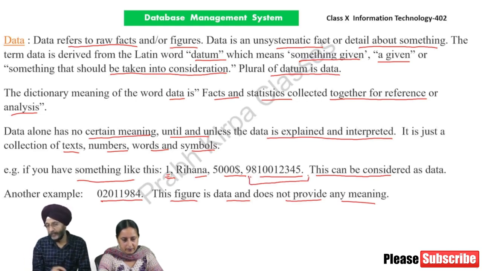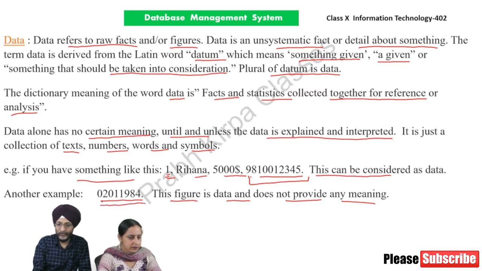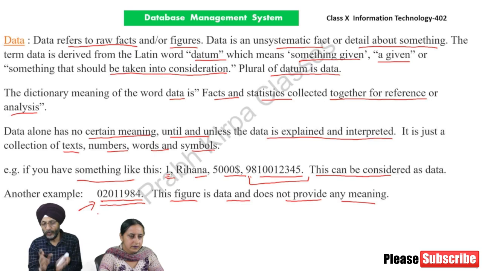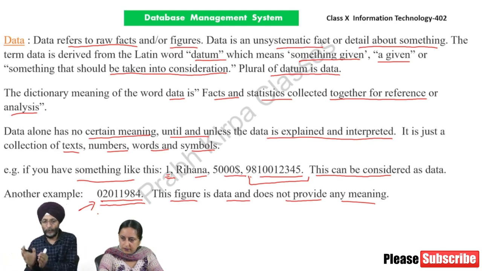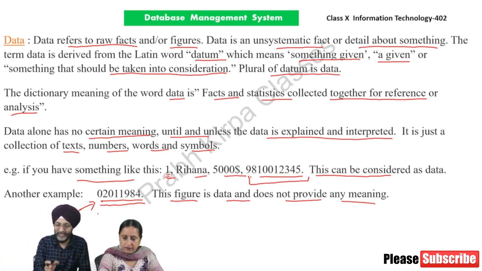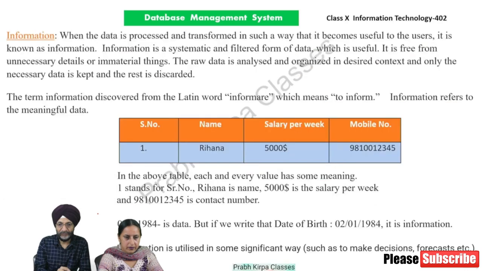Further, this 98100123455, we are unable to understand whether it is mobile number or it is the bank account number. In the same way, next example, we are unable to understand whether this is an account number or a code of a particular item, where we cannot understand anything and it is only just figures or words which carry no meaning, which will carry meaning only if they are interpreted properly. These types of words or texts are called data.